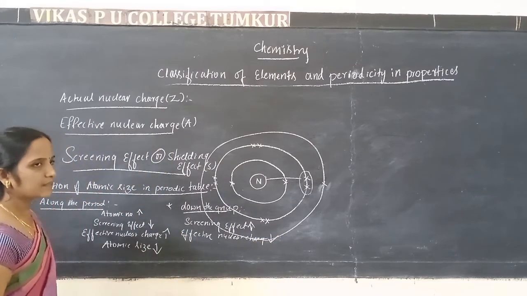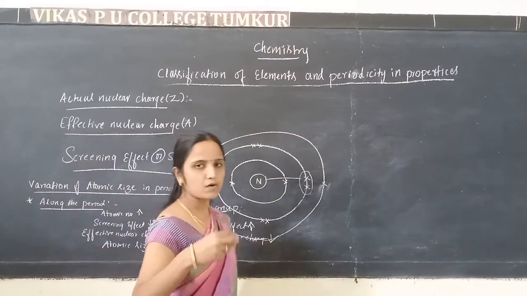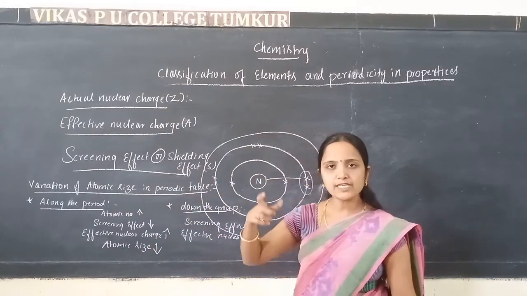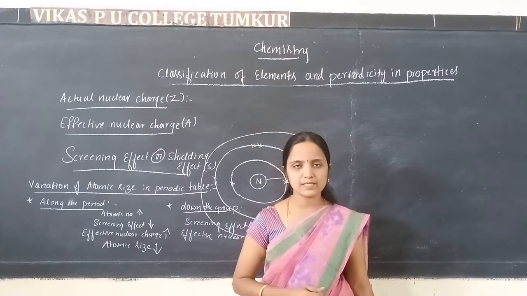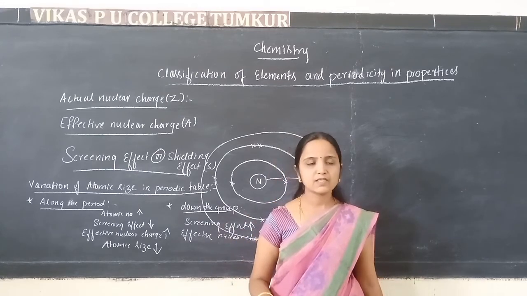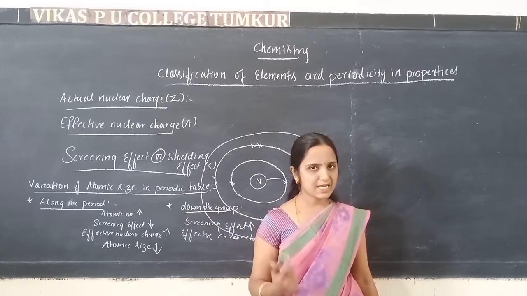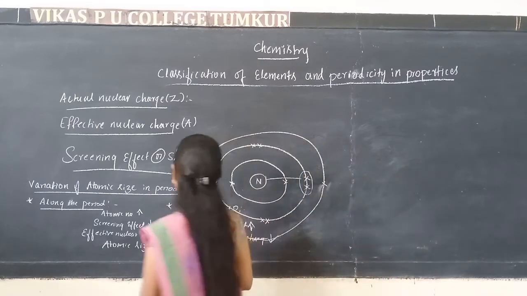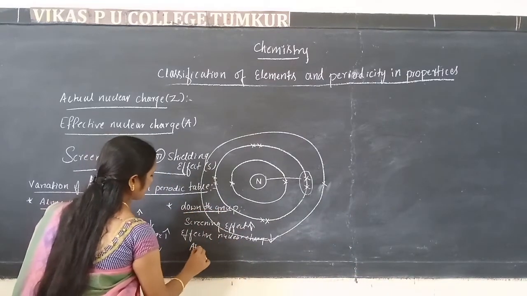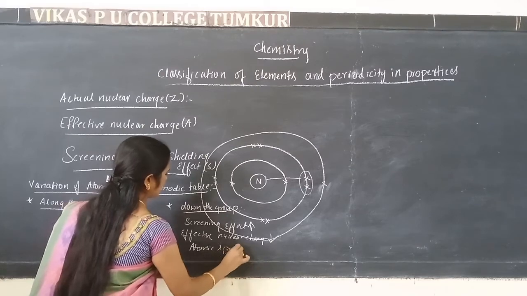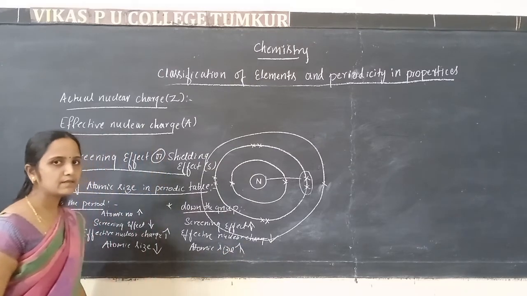At that time, the electrons in the outermost shell are loosely attracted by the nucleus. Therefore, the atomic size increases.